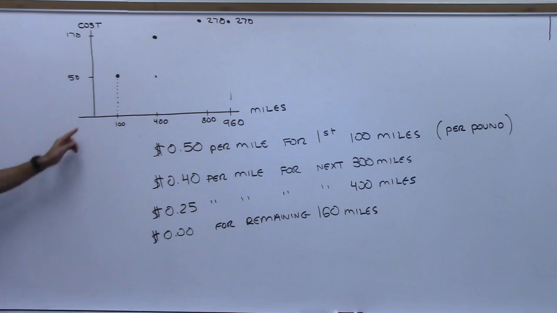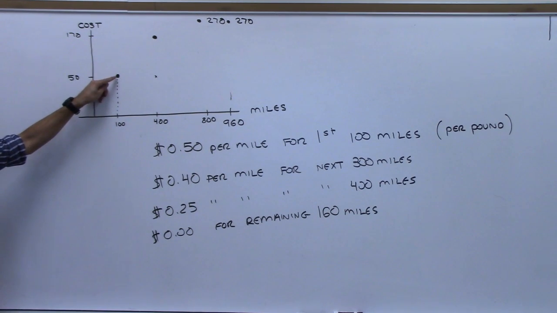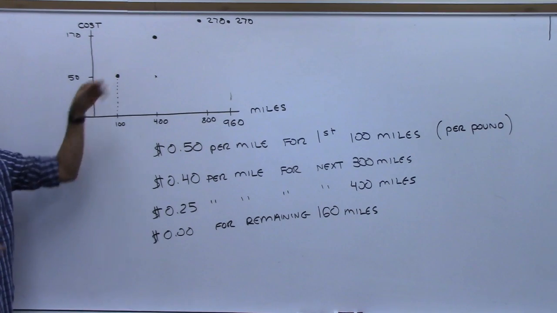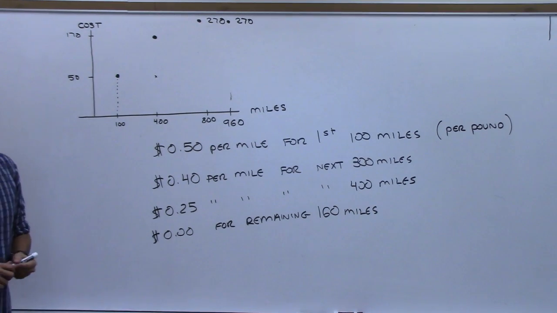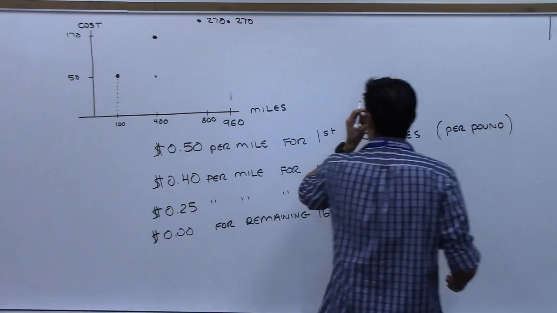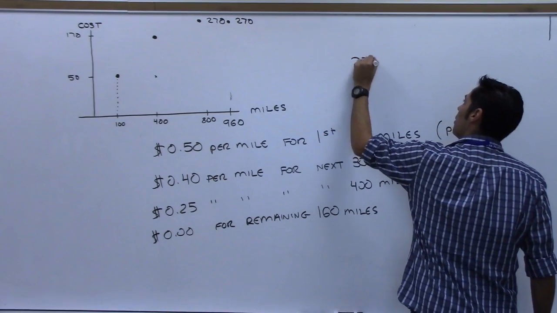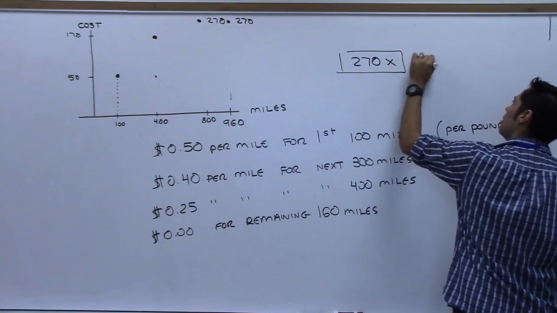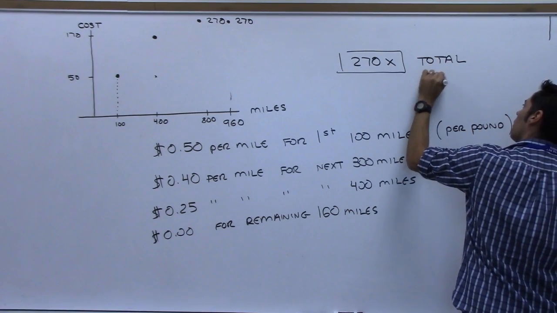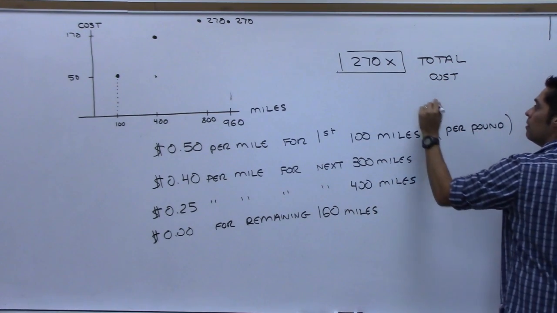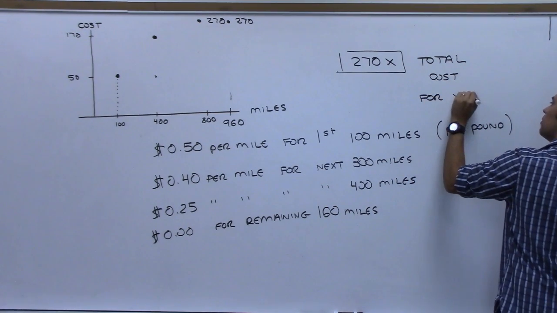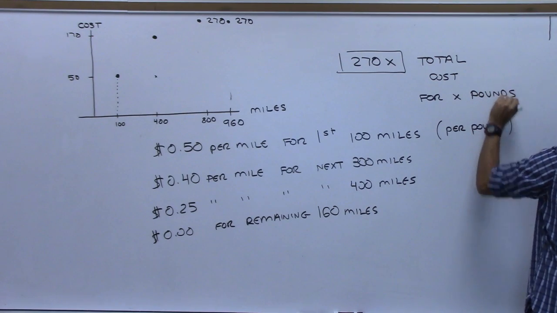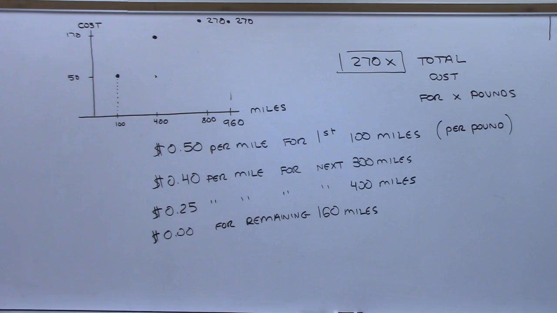270 times X. Because this, instead of being 50, would be 50 per pound, wouldn't it? So if I just ship 2 pounds, this would now be 100. If I ship 3 pounds, this would be 150, right? So everything just gets multiplied by X. So at the end of the trip, at the end of it all, you should have 270X as the total cost. Do you agree? For X pounds. That's what it would be.